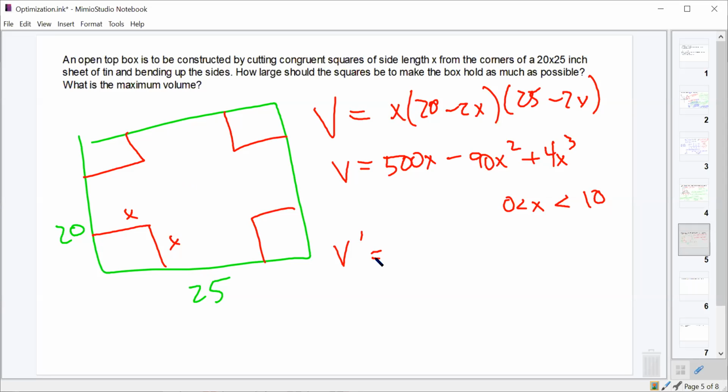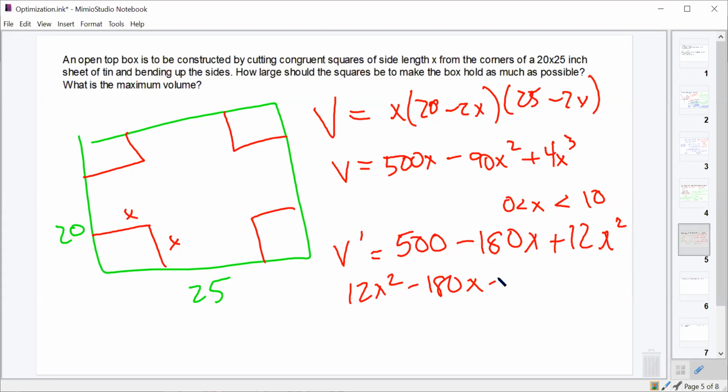Yes, Adrian. 2 times 10 is 20. That's excellent arithmetic. That was very good. So what's our V prime? 500 minus 180x plus 12x squared. And we want to know when does that equal 0? And it should never be undefined, right? Because it's a polynomial. So when does 12x squared minus 180x plus 500 equal 0?